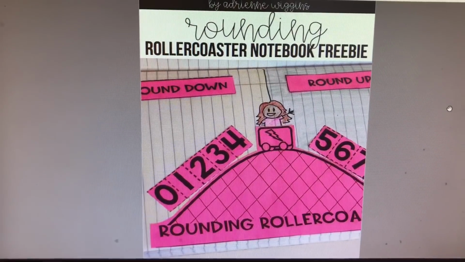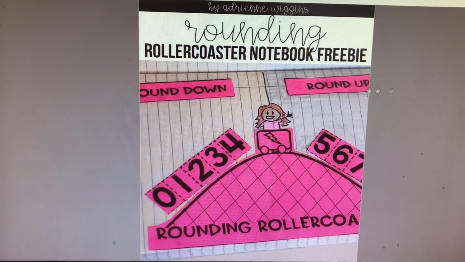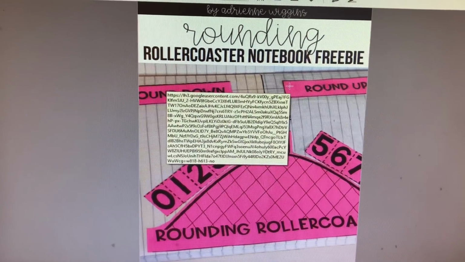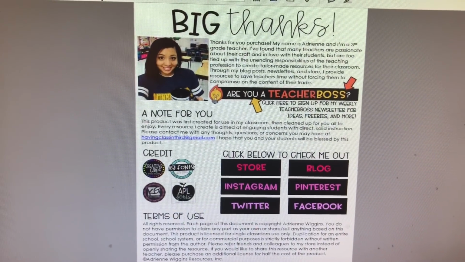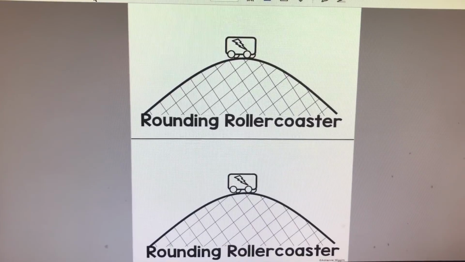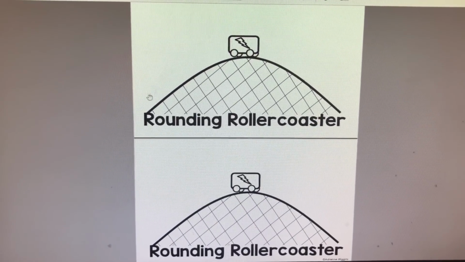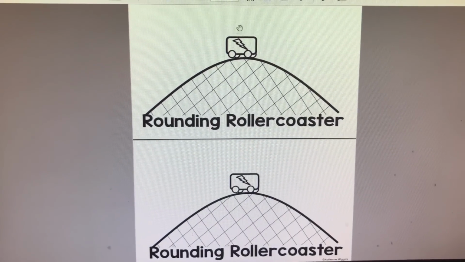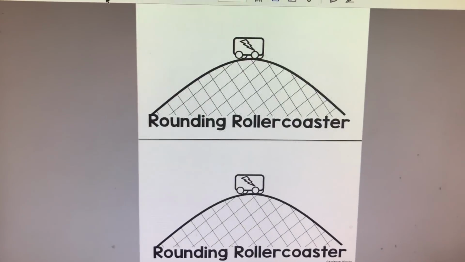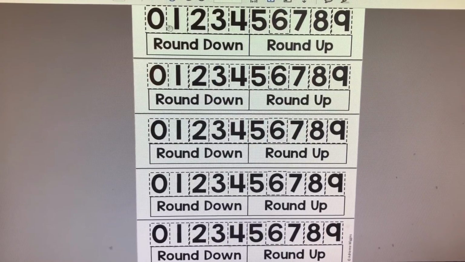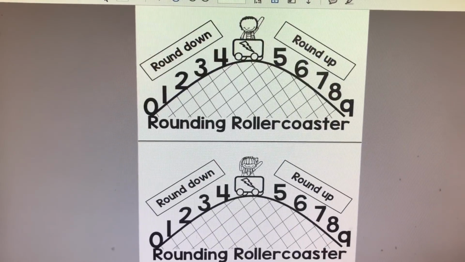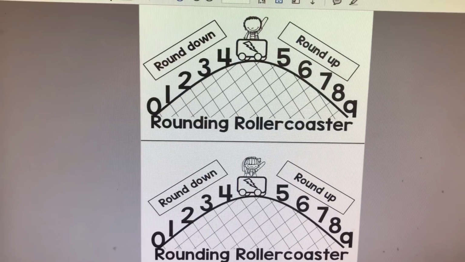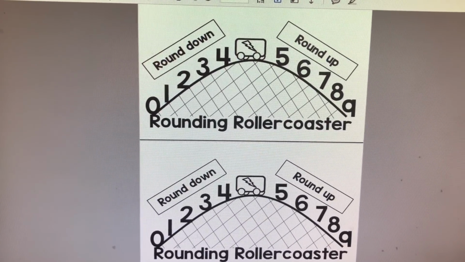Now the rounding roller coaster comes from Adrienne Wiggins, and here it is. This is a freebie, like I mentioned. It is linked down below, and she has a couple of options available for you to use. So she has it like this, where she doesn't have the numbers and you just have the students glue the numbers where they go and they can draw themselves in the cart. She also has the numbers, like I said, to cut out so that you can put it around the roller coaster. And here she has it with the boy and the girl, and without it, and that's it.